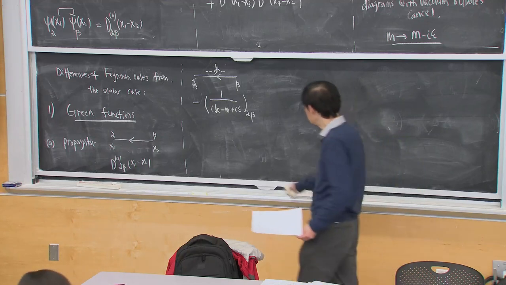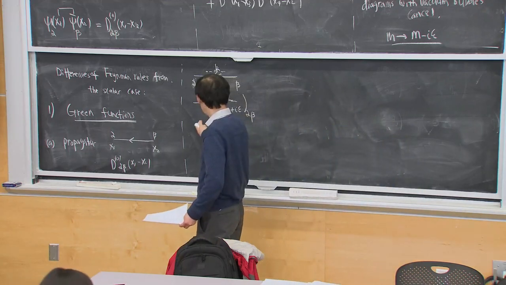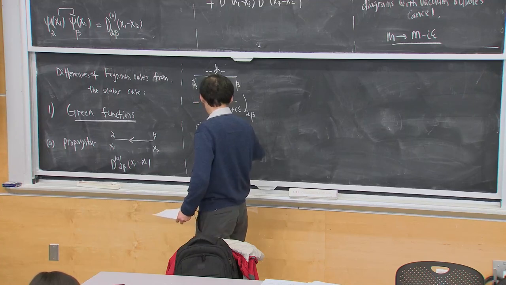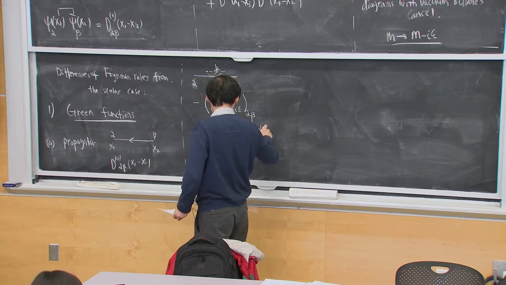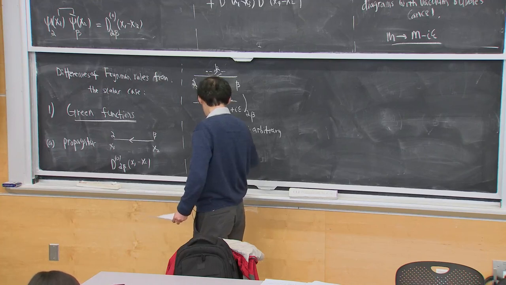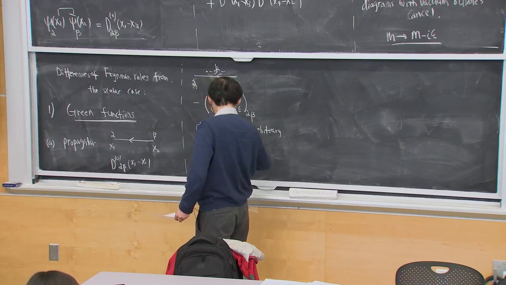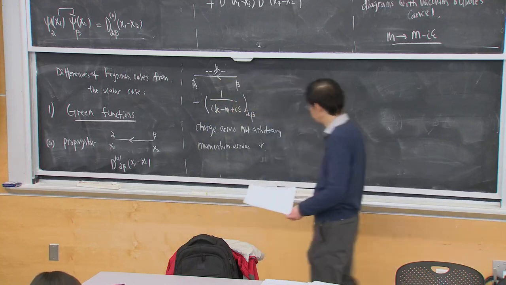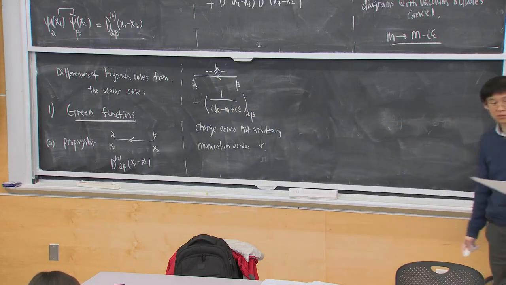So the momentum we emphasize, the charge arrow is not arbitrary, but the momentum arrow is arbitrary, okay? So the momentum arrow, you can choose whatever you want.